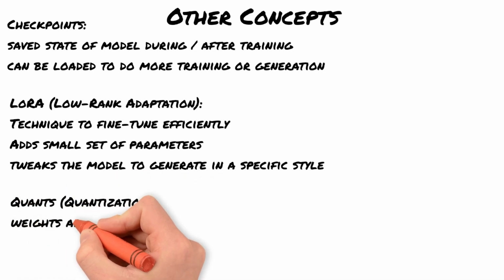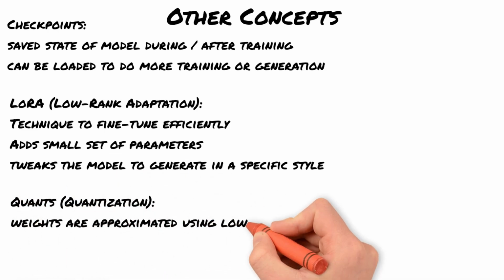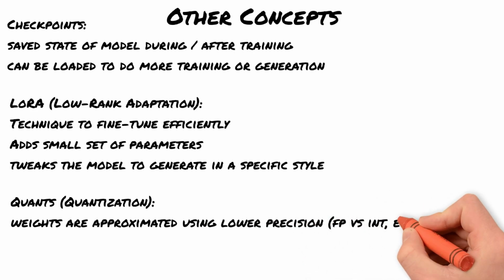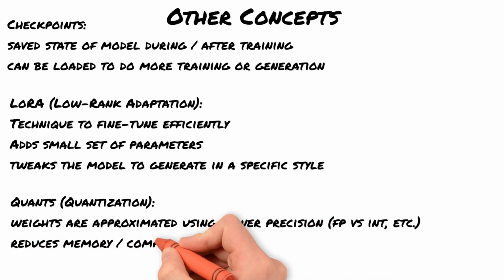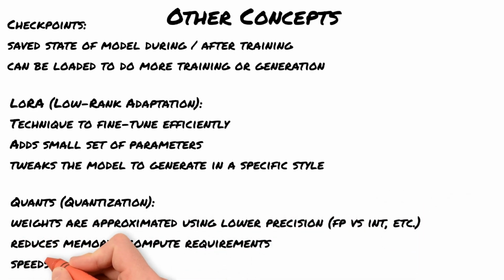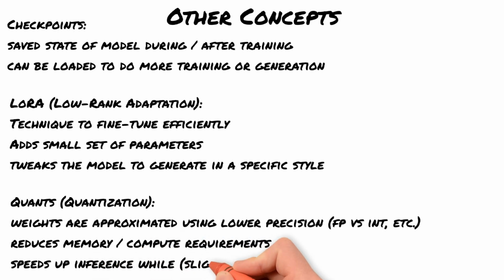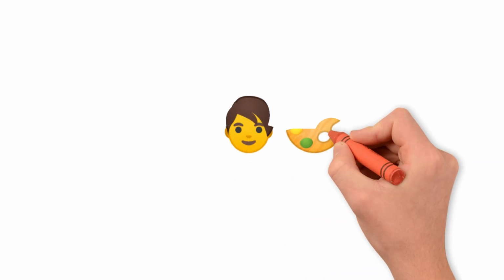Then we have quantization. It's a process where the model weights are approximated using a lower precision, for example going from floating point to integer. This reduces the memory and computational requirements. It can trade off reduced accuracy for faster inference in varying degrees. And that's a quick overview of image generation in diffusion models.